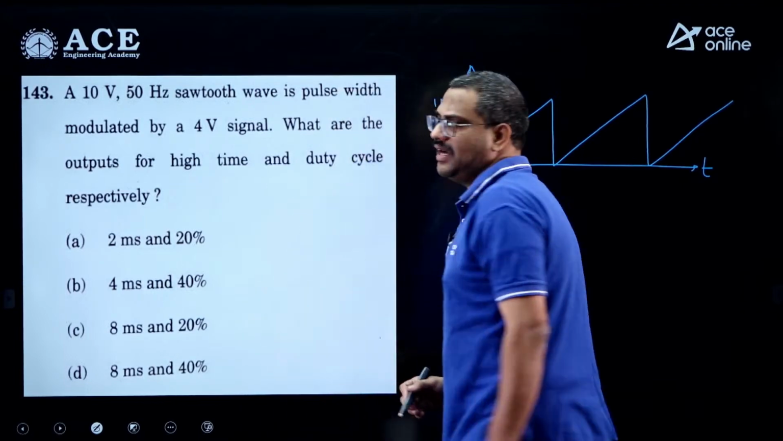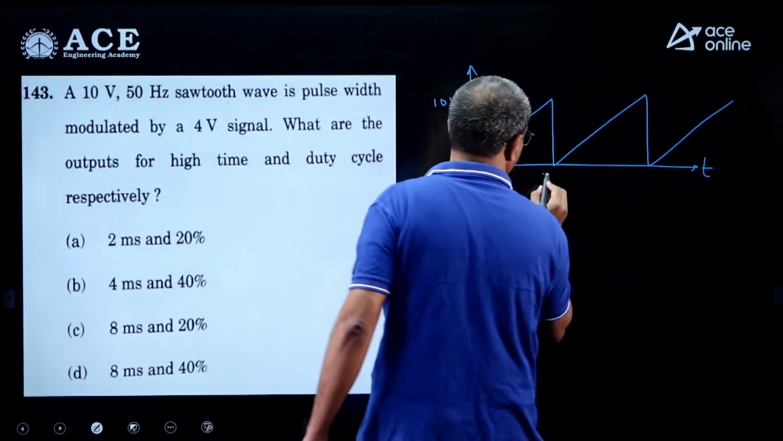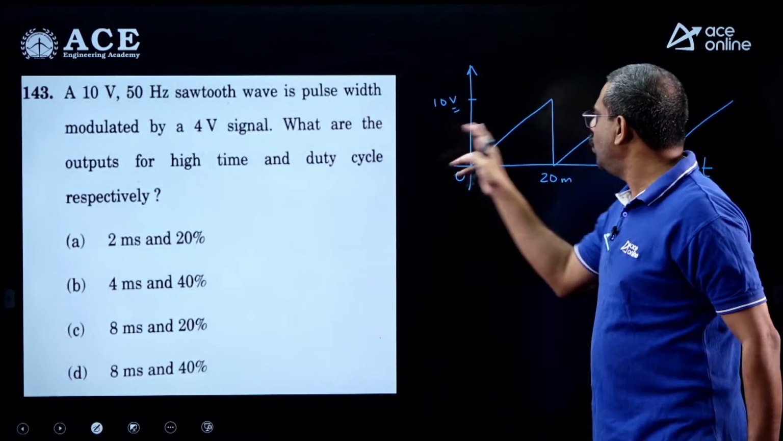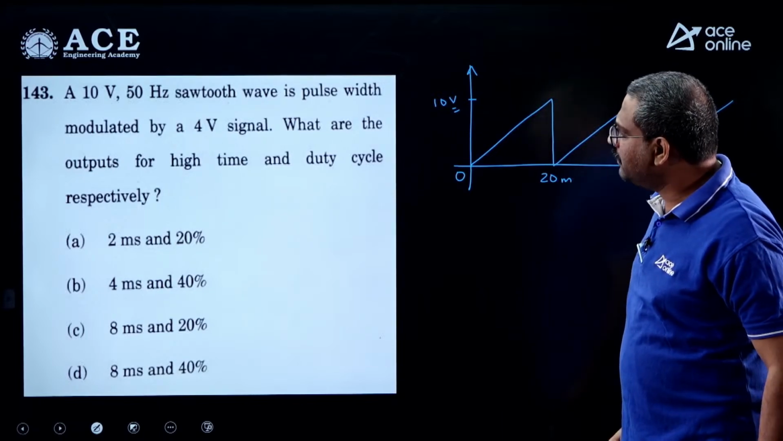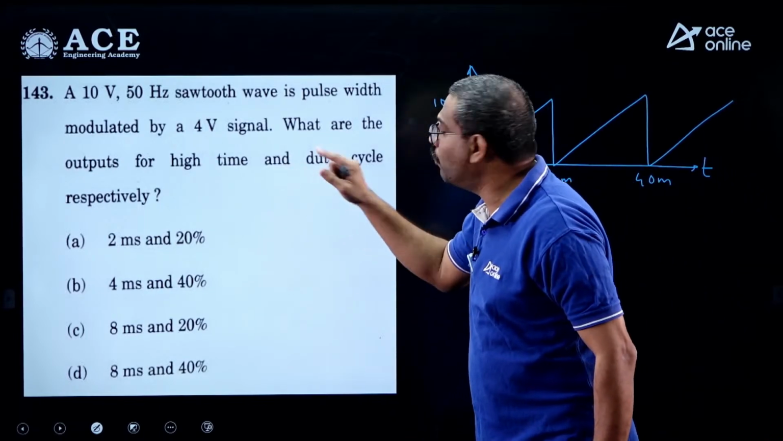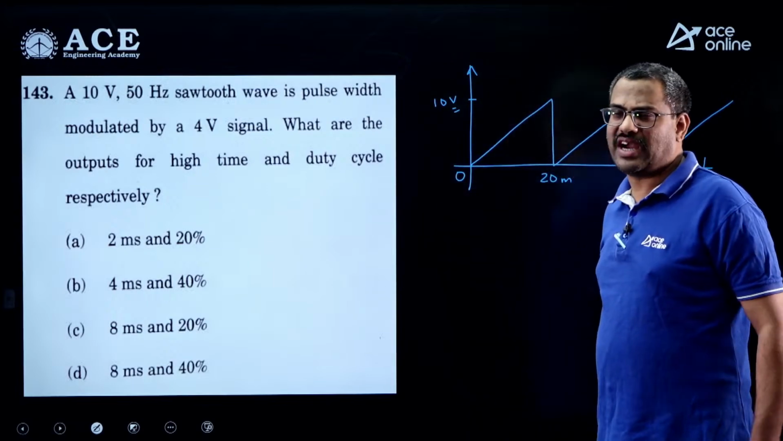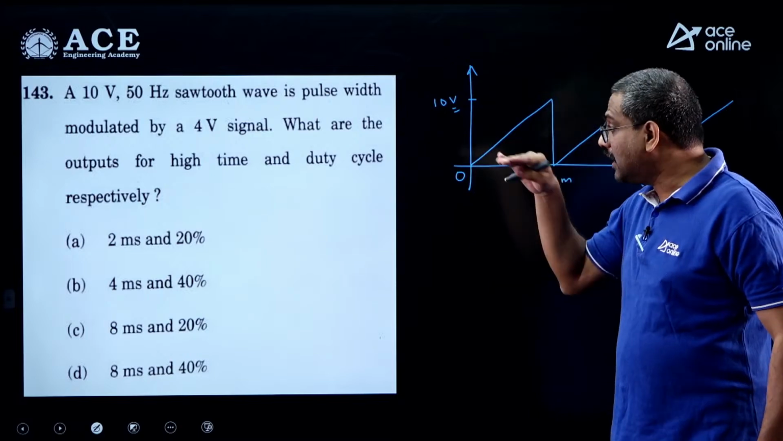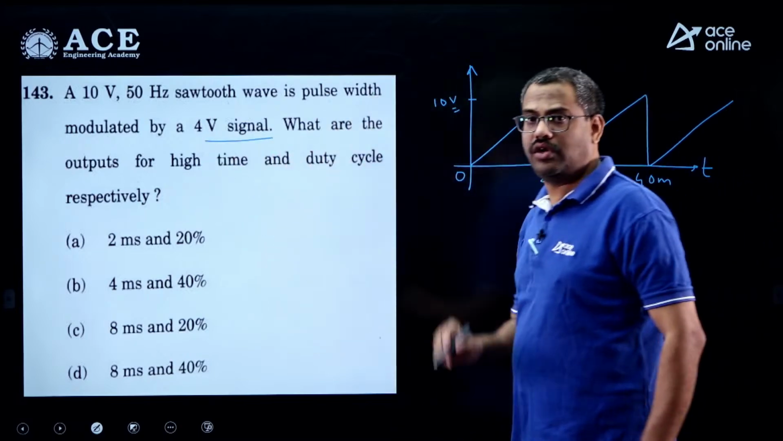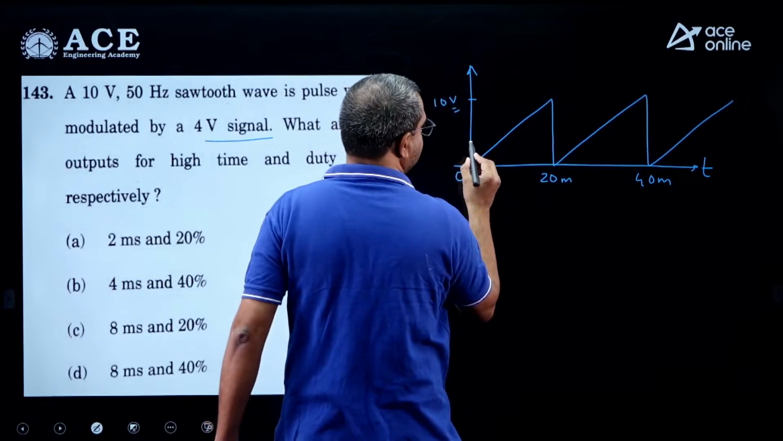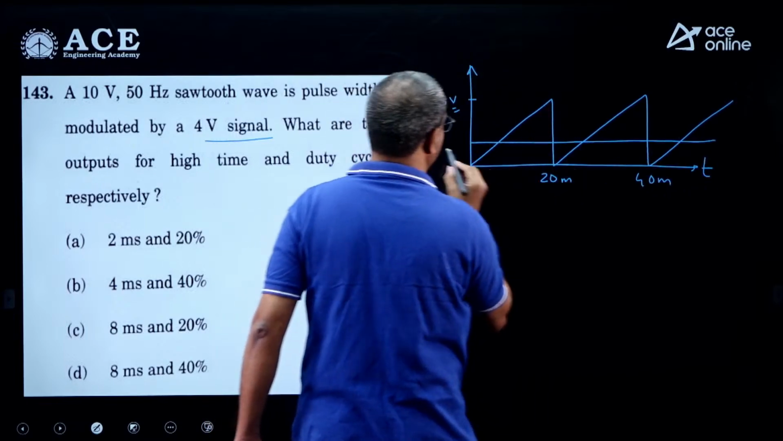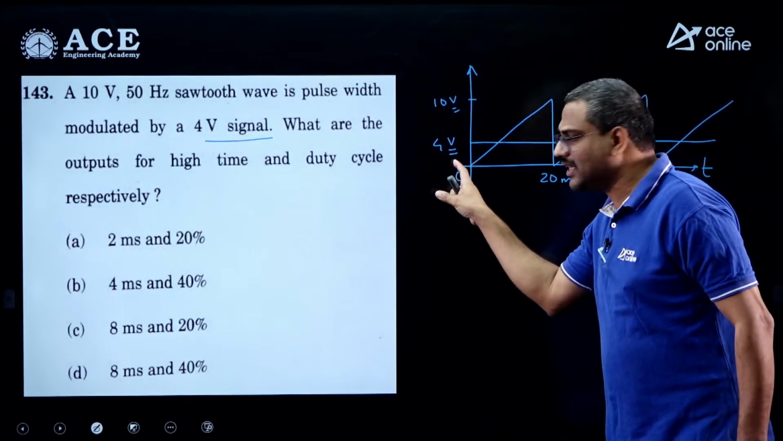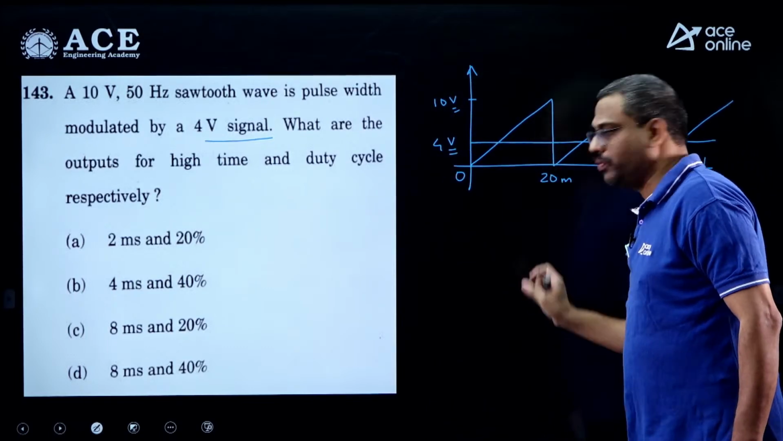Now 50 hertz, what is the time period? Time period is 1 by 50, 20 millisecond. So this is 20 millisecond, this is 40 millisecond, like that. So a 10 volt 50 hertz sawtooth wave is pulse width modulated by a 4 volt signal. You give sawtooth and DC to a comparator, and you will get pulse width modulation. Now you take a DC 4 volt signal. By comparator you will get that, whenever the sawtooth voltage is greater than the reference voltage, you will get output pulse width.